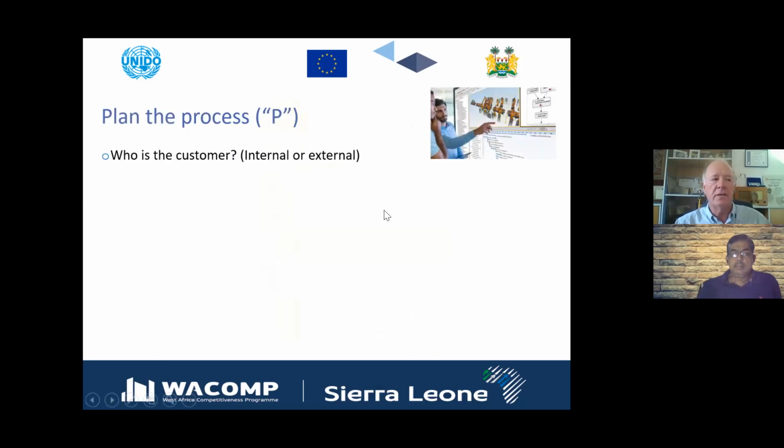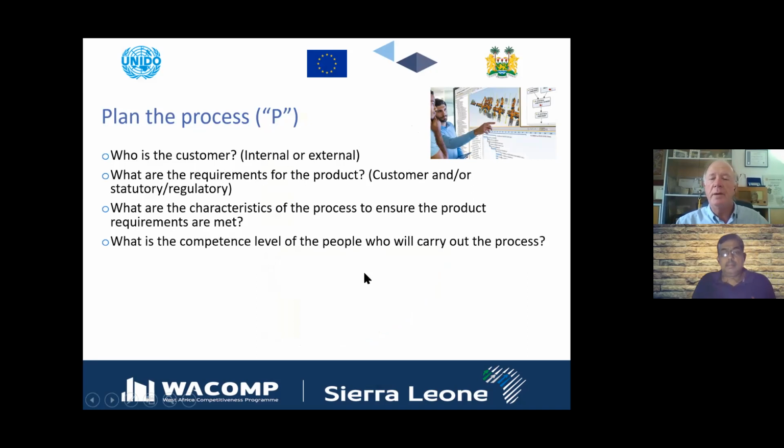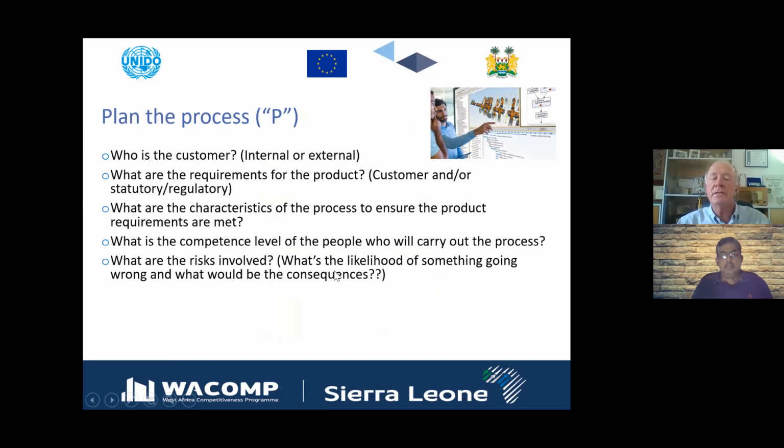So, plan the process. Who's the customer? What are the requirements? What are the characteristics? What's the competence level of the people who will carry out the process? What are the risks involved? What's the likelihood of something going wrong? What would be the consequences if it did go wrong? Would they be a minor inconvenience, or could it be a major disaster in a nuclear power plant, for example, or an airline?